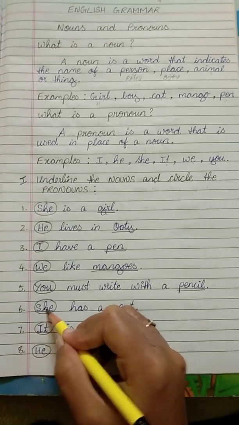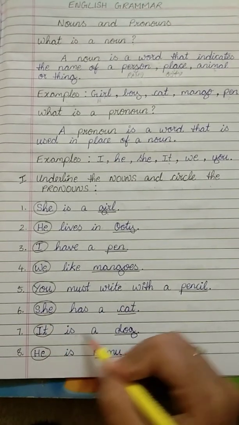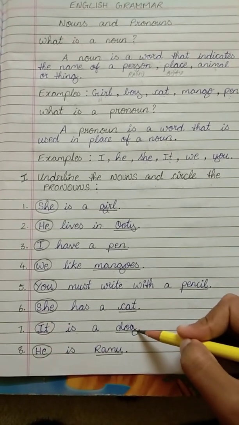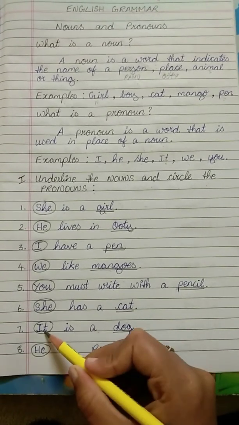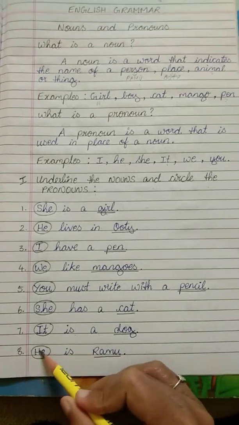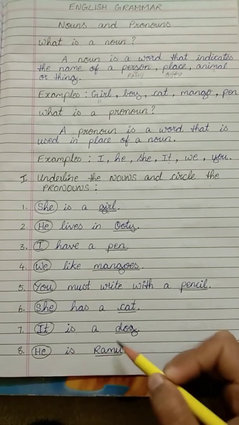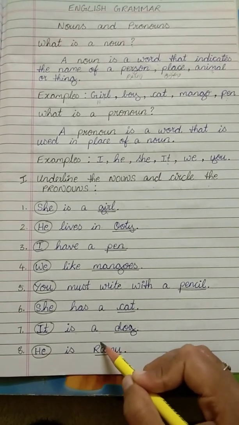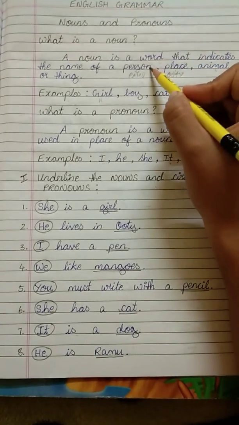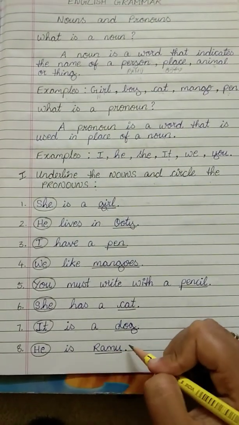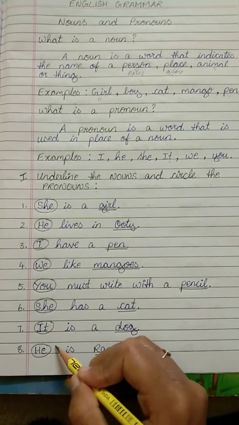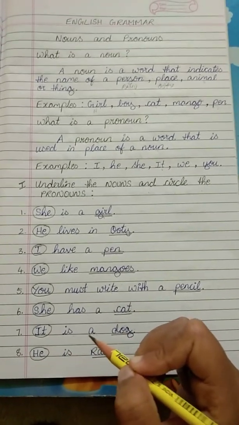She is a pronoun. It is a dog. What is dog, children? Name of an animal. So this is noun. It is a pronoun. He is Ramu. Ramu is name of a person. So when name of a person comes, it is called noun. So Ramu is a noun. He is a pronoun. Is that clear, children?